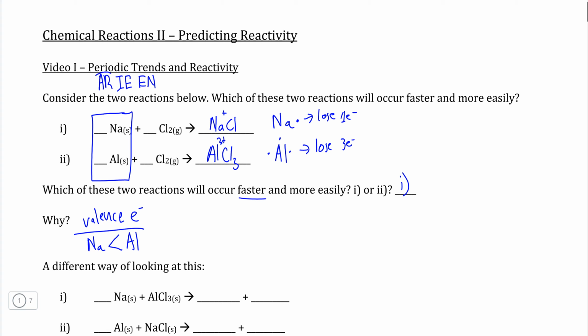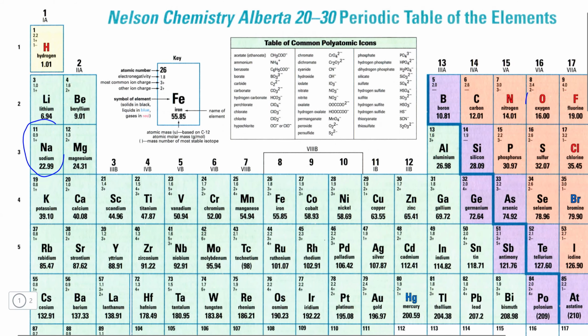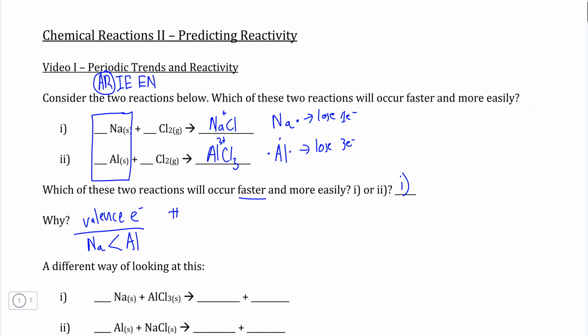But if we use atomic radius, we can find an even stronger justification for that. So if we take a look at where each of the elements is on the periodic table, we see that sodium is here, atomic number 11, and aluminum is here, atomic number 13. Why does the atomic number interest us? Because the atomic number talks about the number of protons that each element has. So once again, sodium that has 11 has a smaller number of protons than aluminum does at 13. And the number of protons is going to affect the atomic radius of the element.